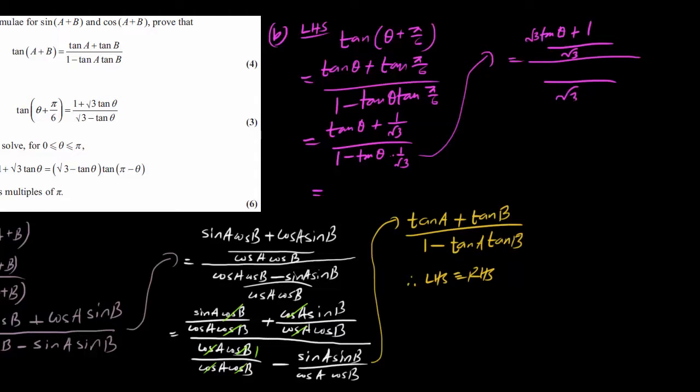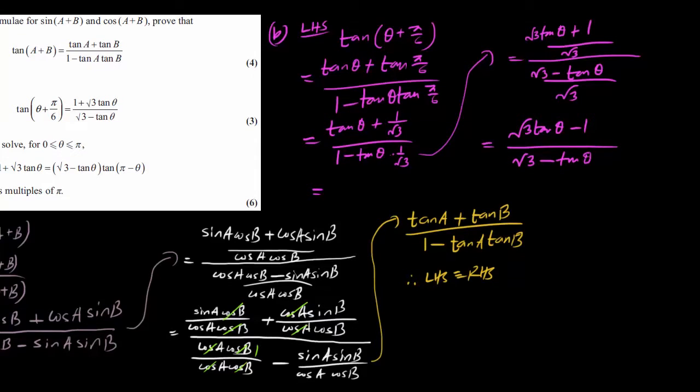And downstairs again, the square root is the LCM, this would be square root of 3 minus, since square root of 3 matches, this would be tan theta. So if you further simplify, the square root of 3 and the square root of 3 cancel off. This would be square root of 3 tan theta minus 1 divided by square root of 3 minus tan theta. Now this doesn't quite match. The upstairs is 1 plus, the downstairs is minus.